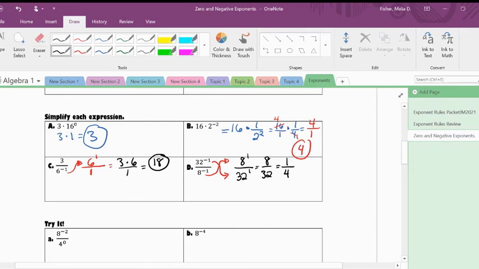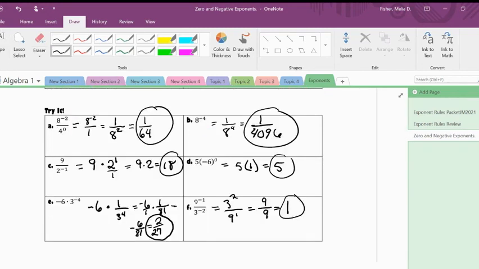Go ahead and pause the video and come back and check your answers when you're done. Thank you for pausing your video and trying these problems on your own. Hopefully after checking your answers, you found that you've done this correctly. If not, please reach out for some extra help.